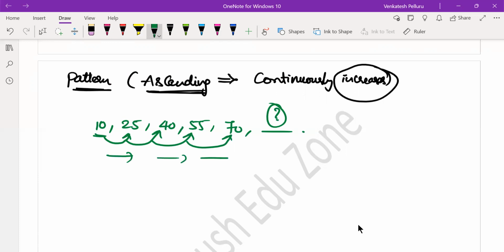So as you go from left to right of the number series, or a series of numbers, if it is continuously increasing, such a series is known as an ascending series.